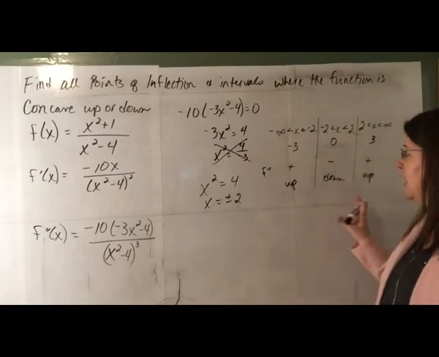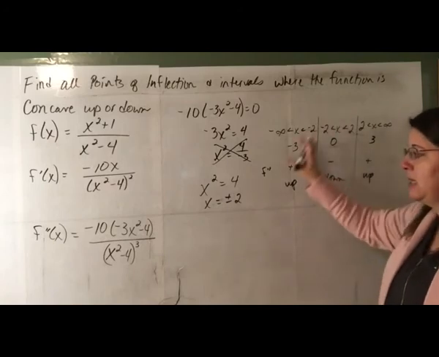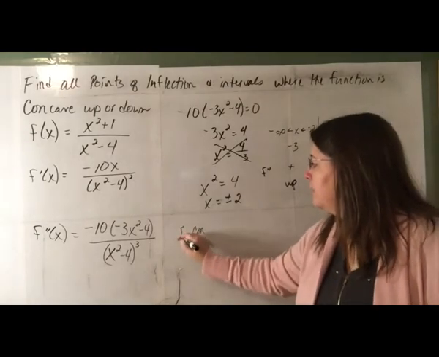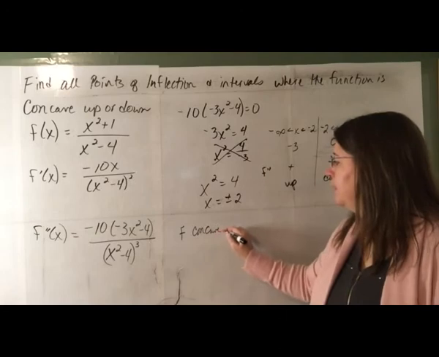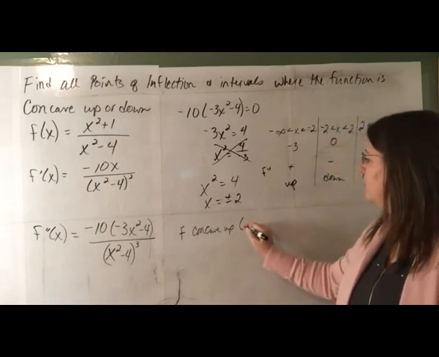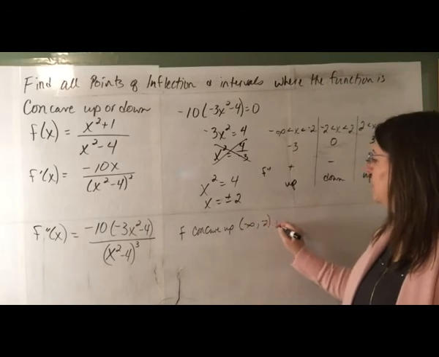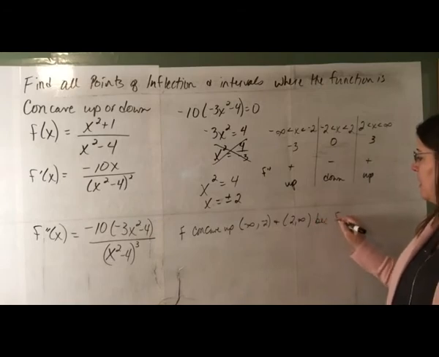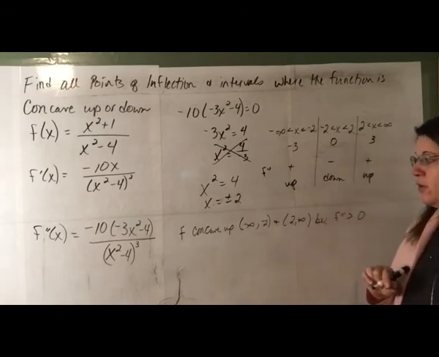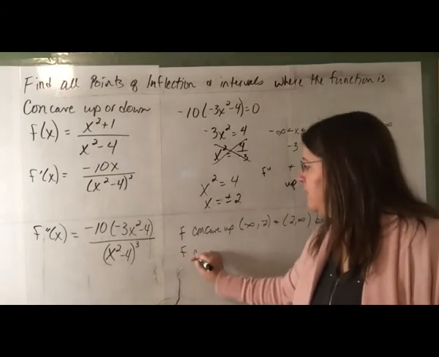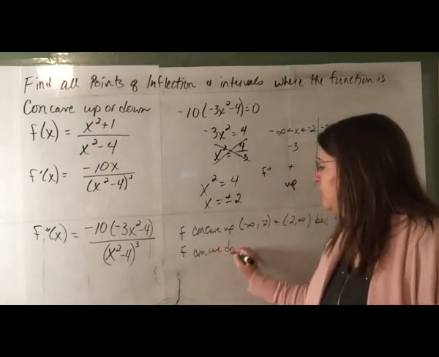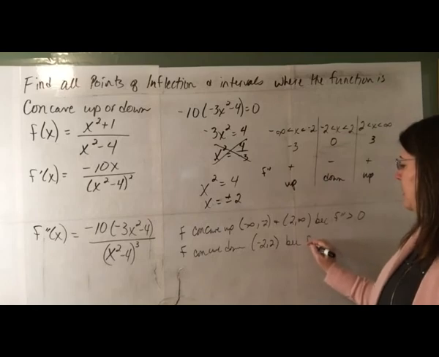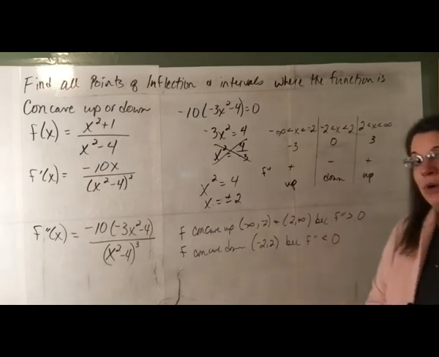So we can justify that using what we did here with the second derivative. So if it asked me to find where it's concave up, the function f is concave up on the open intervals negative infinity to negative 2 and 2 to infinity, because f double prime is greater than 0 for those values. The function f is concave down on the interval negative 2 to 2, because f double prime of x is less than 0 on that interval.